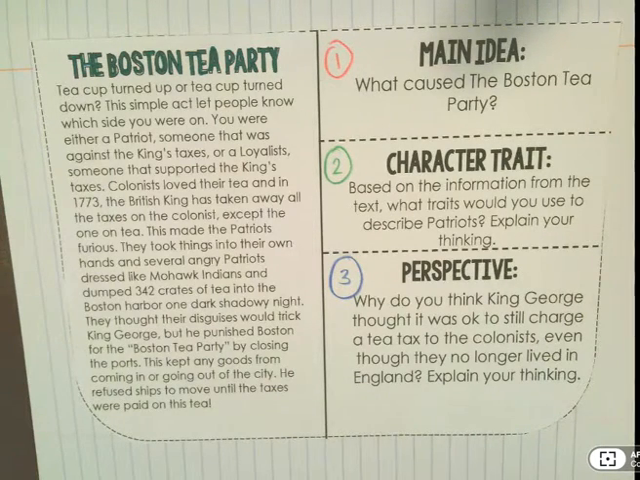And then we have perspective, which we're going to use blue for. Why do you think King George thought it was okay to still charge a tea tax on the colonists, even though they no longer lived in England? Explain your thinking. All right, so as we read this a second time, we'll look for things for main idea and things for character trait. However, we'll save the perspective for the third read just because it gets a little bit overwhelming trying to find all 3 at the same time. All right, so go ahead and follow along with me as I read this a second time.